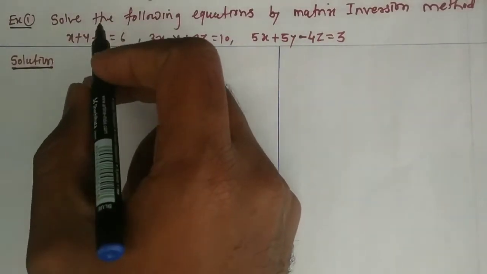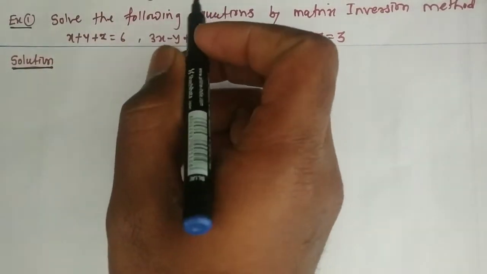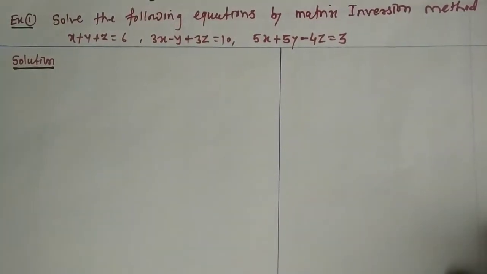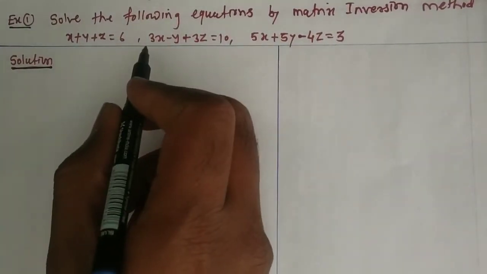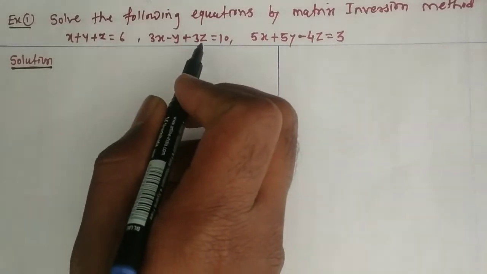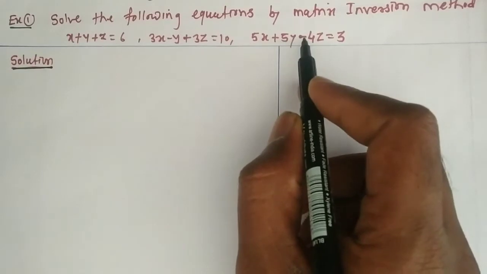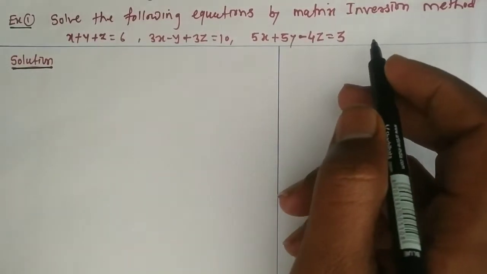The question says that solve the following equation by matrix inversion method. First equation is x plus y plus z equal to 6, 3x minus y plus 3z equal to 10. Third equation 5x plus 5y minus 4z equal to 3.